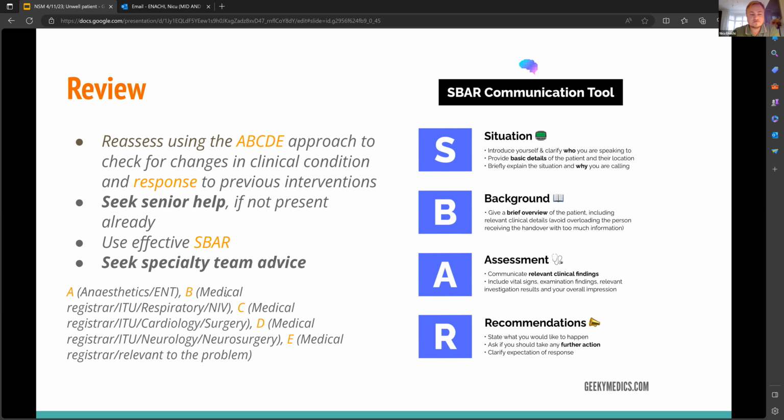For B, breathing, again, commonly the medical registrar on duty, intensive care unit, respiratory doctors or NIV specialty nurses. C, similarly, you'll find the medical registrar being asked for pretty much everywhere, but also ITU, cardiology, surgery, if they have a haemorrhage post-op, or they have an acute abdomen, they're bleeding inside. D, again, ITU, neurology, neurosurgery, and E, whatever's relevant to the problem you identified. But bear in mind that this is the stage where you need to consider getting your senior's help or getting someone else involved in this case.